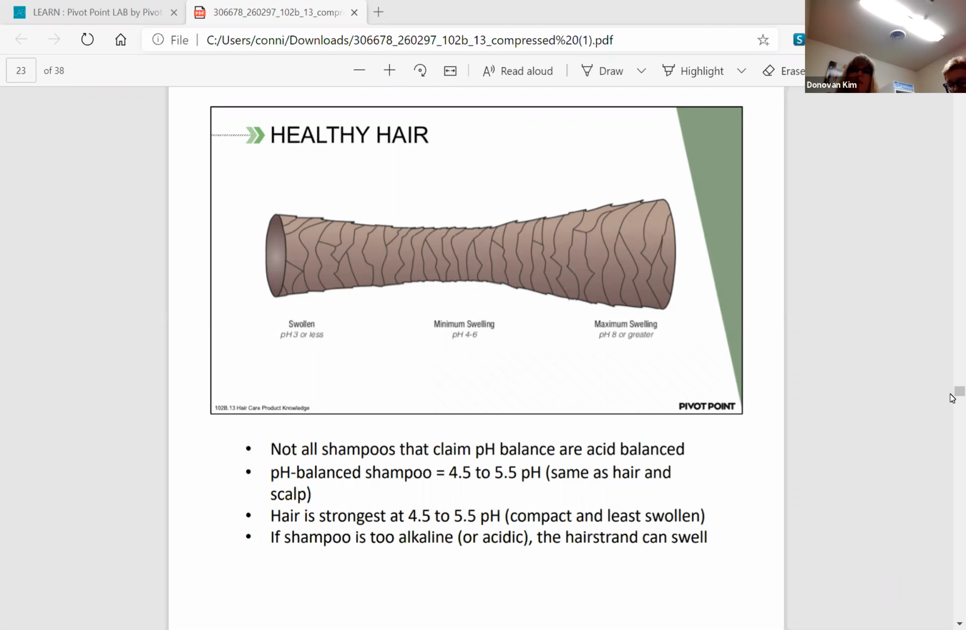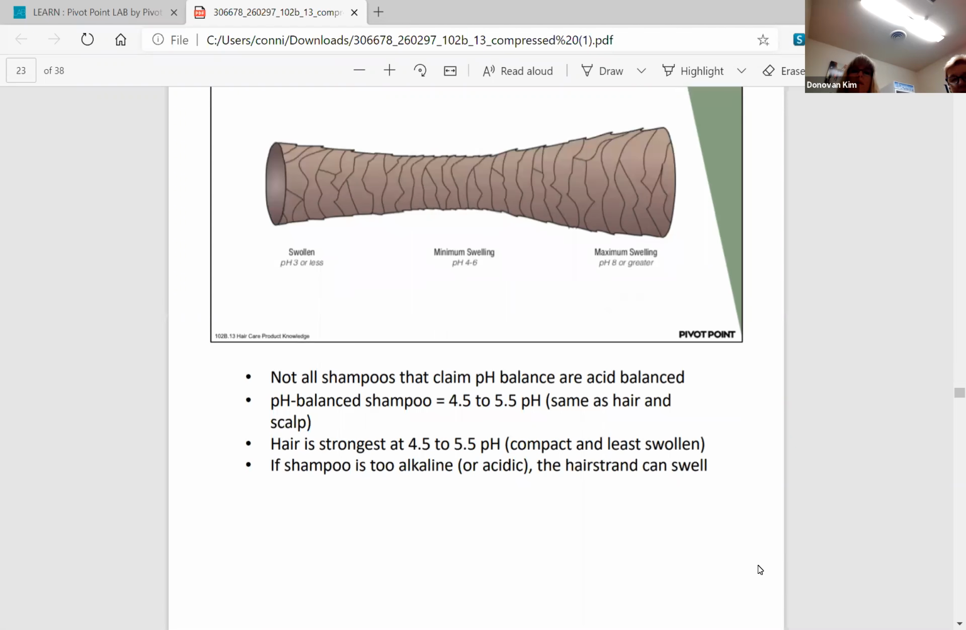Okay, so this is a picture of healthy hair, and healthy hair with the cuticle swollen. Some shampoos do not have the pH of 4.5 to 5.5. This shows how the hair swells when it softens, and how large your hair can get. So it can make it swell.